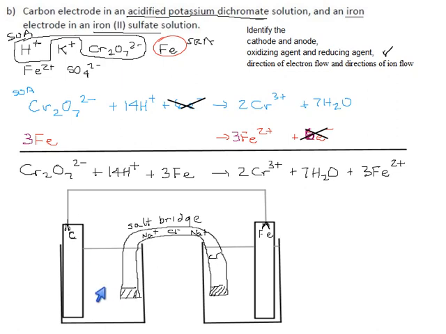And that means if you're an ion, positive or negative, you can move through the water, through the gel in the salt bridge, and get from one side to the other. So the salt bridge completes an electrical circuit and allows this whole thing to work.